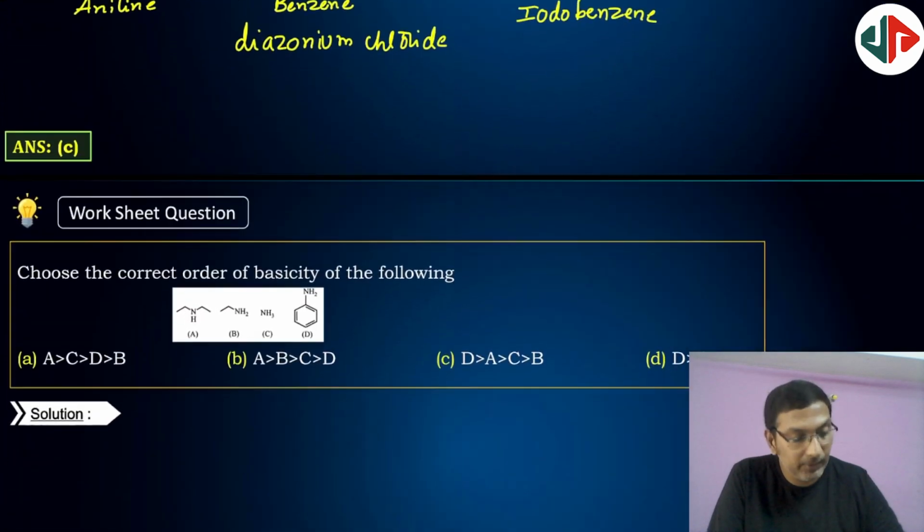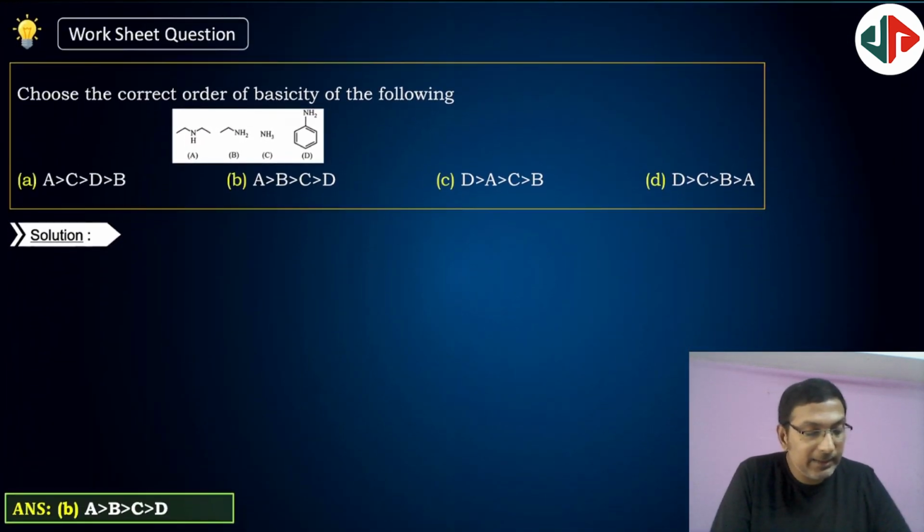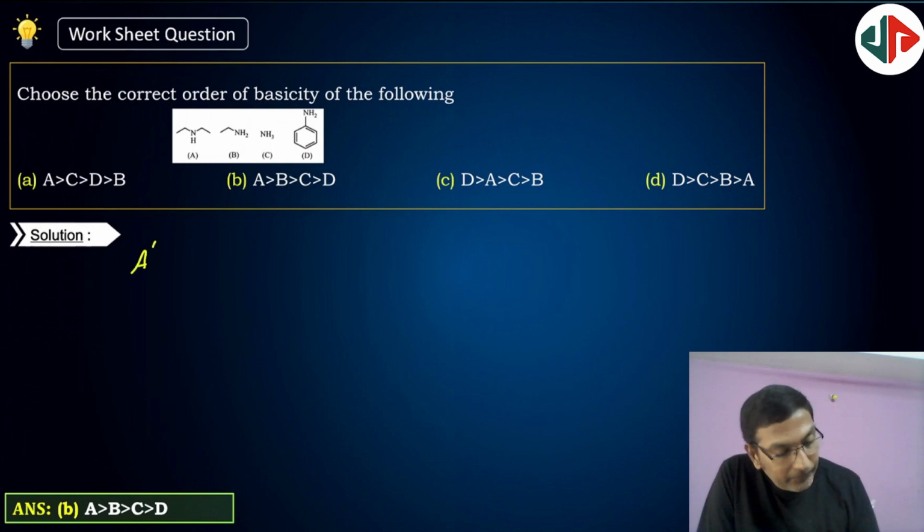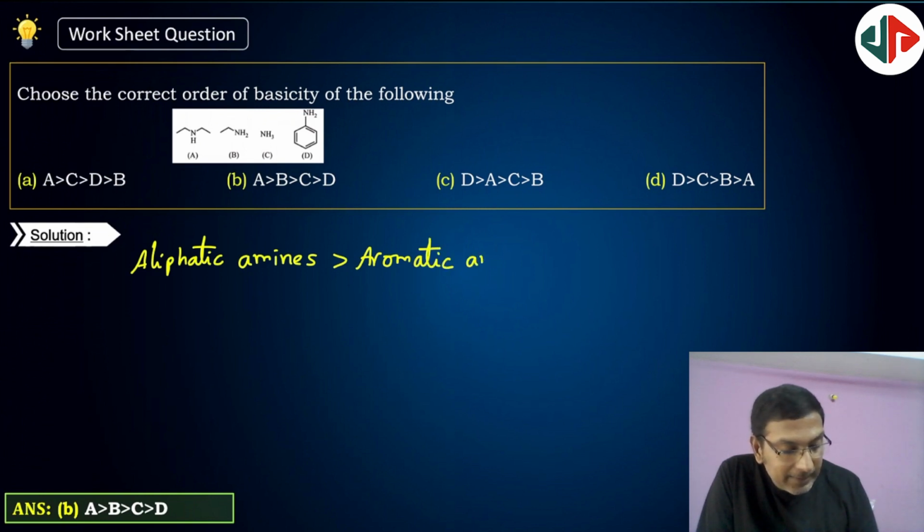Next, choose the correct order of basicity of the following. Basicity. So first one, diethylamine is given. Diethyl. Next ethylamine. Next ammonia. Next D, aniline. So we know when compared to aromatic, aliphatic amines are greater than aromatic amines towards basic nature. Remember this, basic nature.